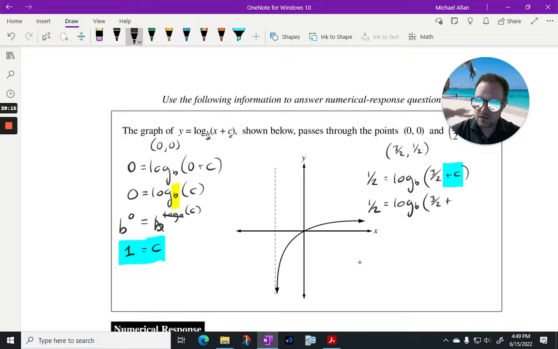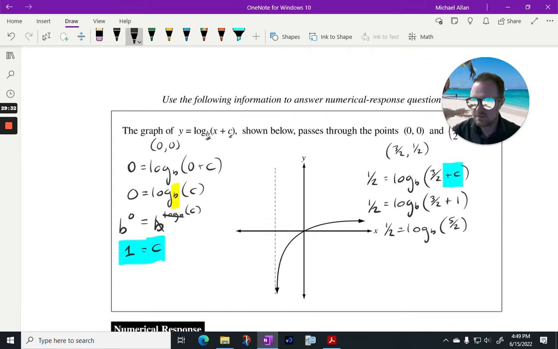So plus 1. So that would be 2.5 or 5 over 2. No, that's not right. Yeah, 5 over 2. I don't know what I was thinking. So I'll just put that in there. Now we're just going to try to solve for b now.